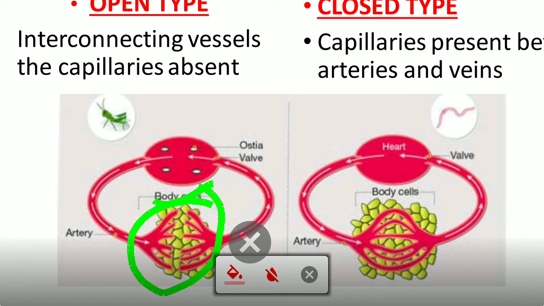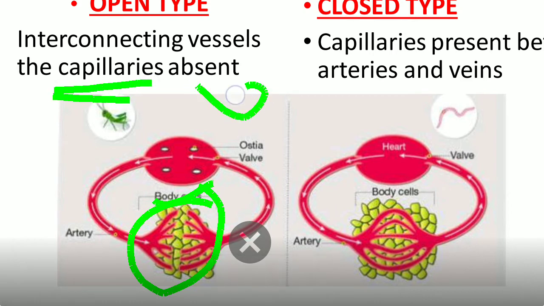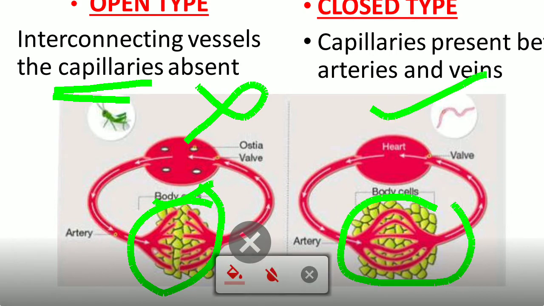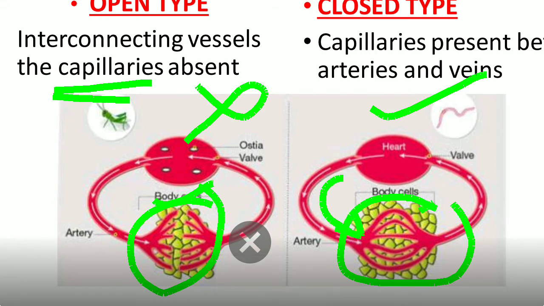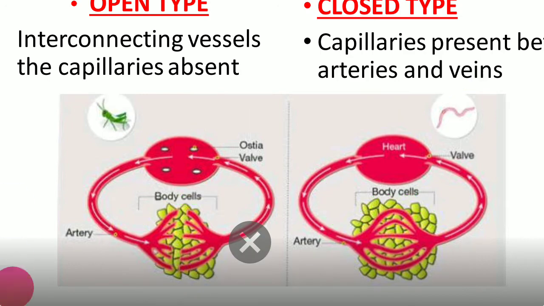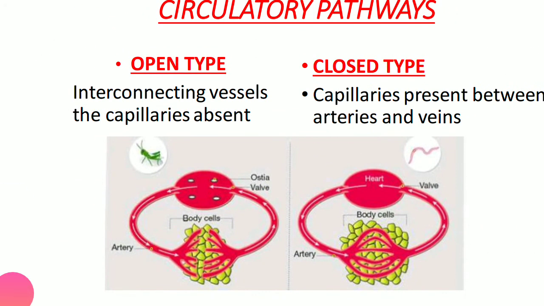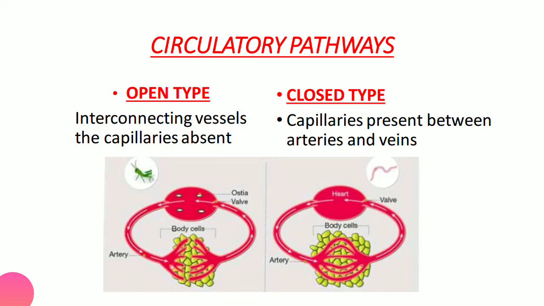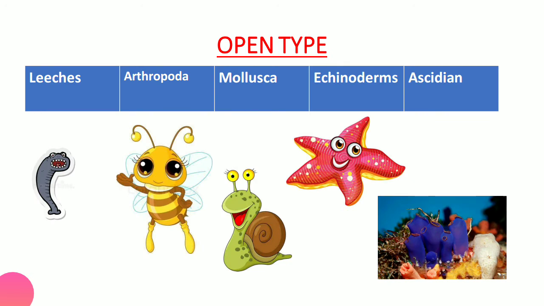There are no tubes, that is, no capillaries. The capillaries are absent in the open type of circulatory system, but present in the closed type. In this diagram, the arteries give out blood which is not directly in contact with the tissues. So this is the main difference between the open and closed types: in open type, capillaries are absent, and in closed type, capillaries are present. Understood? Let's start with the next slide.